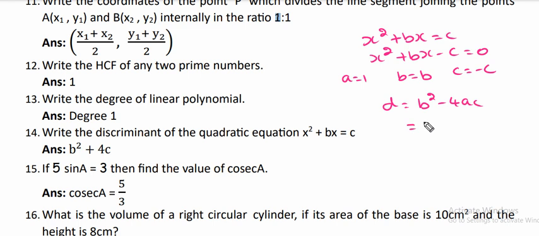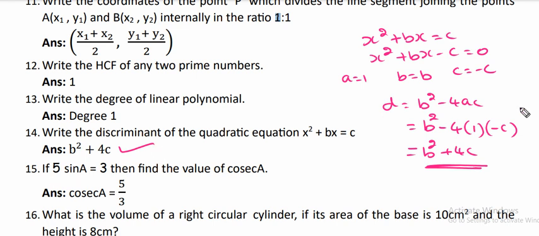You have to substitute the values. In the place of b, you have to write only b. Minus 4, in the place of a, we have to write 1. And in the place of c, we have to write minus c. So therefore, that is equal to b square, minus into minus plus 4 into c, 4c. This is the discriminant. B square plus 4c is the discriminant here.